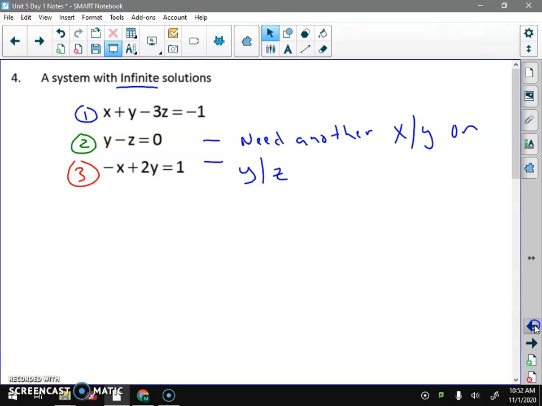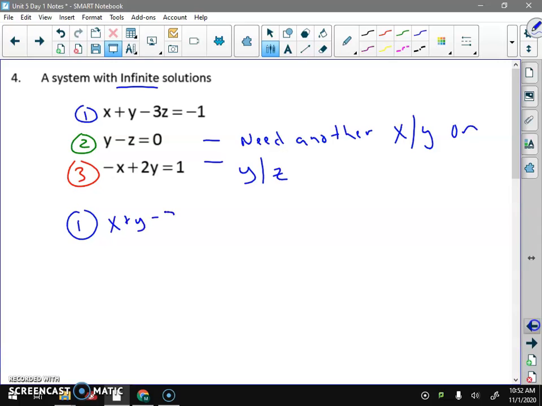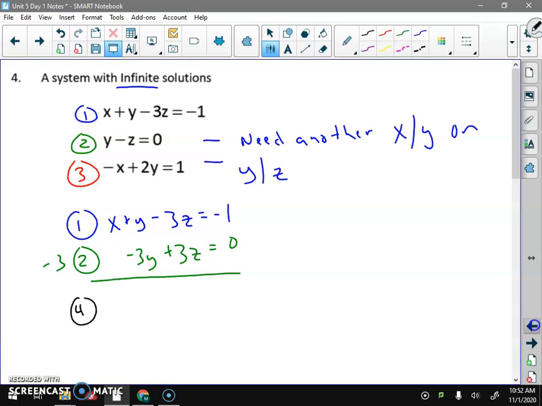So my thought was to combine 1 and 2. Let's take 1: x plus y minus 3z equals -1. Let's take 2, and we're going to multiply it by -3. So -3y plus 3z. Yep, that's what's going to happen. We're going to get the z to drop out. 0 times anything is 0. So we'll call this equation 4. x plus y minus 3y is minus 2y. -1 plus 0 is -1.